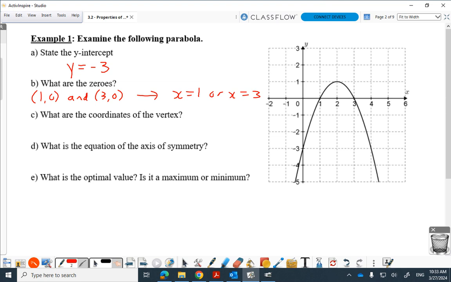Coordinates of the vertex. This one you have to get right as far as how you write it. This has to be right. 2, 1. Yeah, in the little brackets to say it's a point. 2, 1. There it is, the vertex.